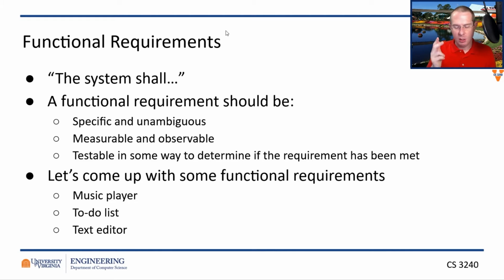As much as possible, a functional requirement needs to be specific and unambiguous, measurable and observable, and testable in some way. So let's think about this for like a music player, okay? If I just say the system shall play music, how? Play music when I shake it? Play music when I press a certain button? Play music when I sing to it? That's not specific enough.